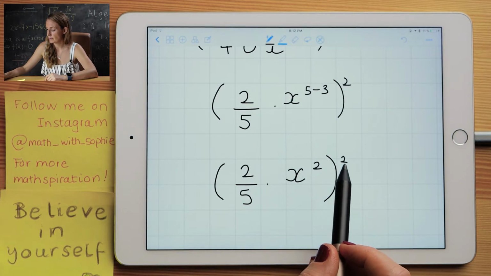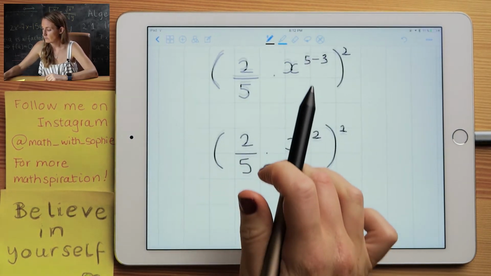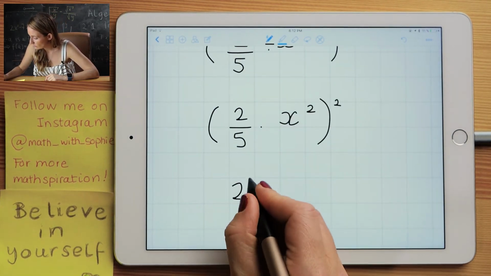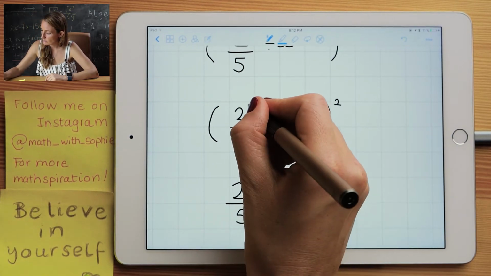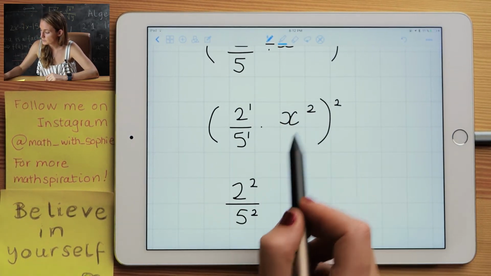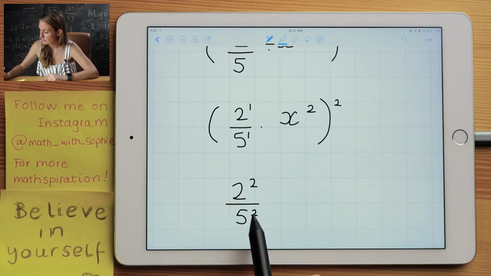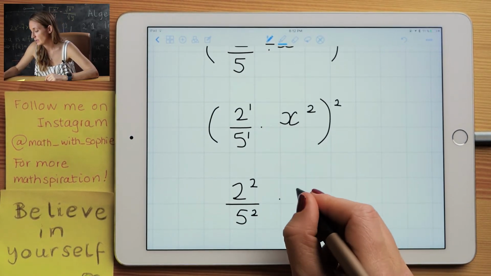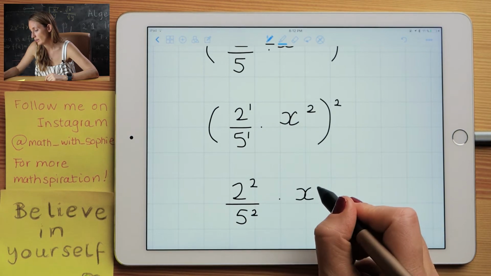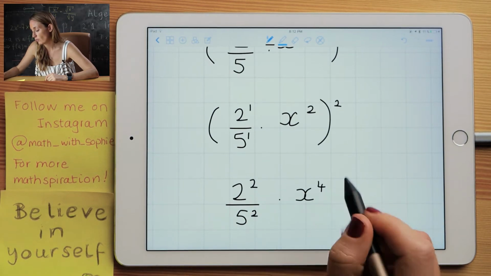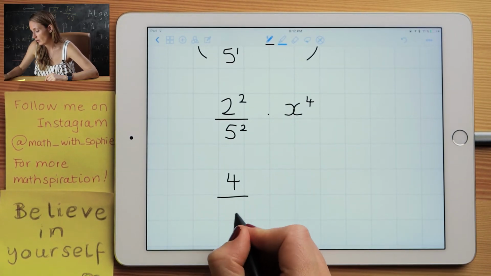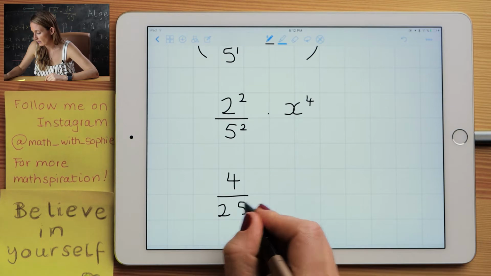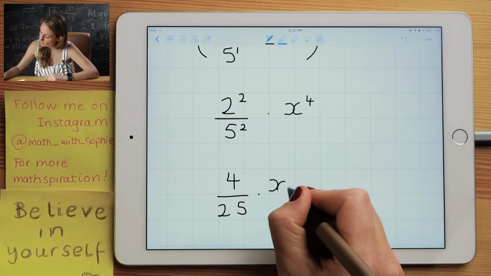Now here, this 2 on the outside, that needs to power everything inside. So I'm going to have 2 squared divided by 5 squared. Remember those imaginary ones, if that helps you. 1 times 2 is 2. 1 times 2 is 2. And here it's going to be 2 times 2, which will be x power 4. 2 squared is 4. Over 5 squared is 25 times by x power 4.